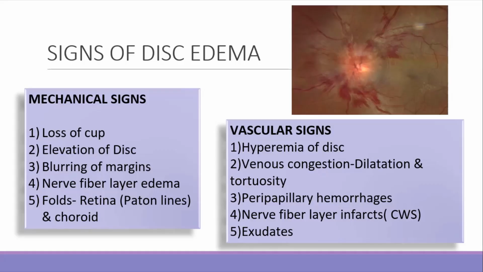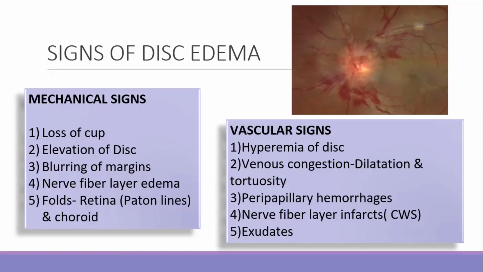Vascular signs include the hyperemia of the disc, venous congestion, dilatation and tortuosity, peripapillary hemorrhages, nerve fiber layer infarcts, that is cotton wool spots, and exudates. Now, some of these mechanical signs can be seen in pseudodisc edema. Although number one, we've written loss of cup. Now, in pseudodisc edema, that is present early on. In established disc edema, it is a late finding, right? So remember that. However, you can also get elevation of the disc and blurring of margins in pseudodisc edema as well. The vascular signs are a little more specific.